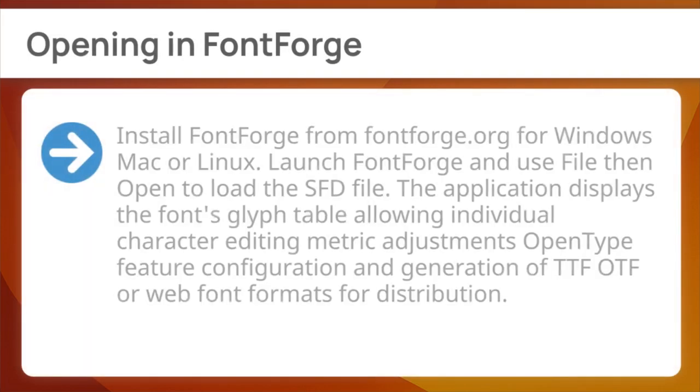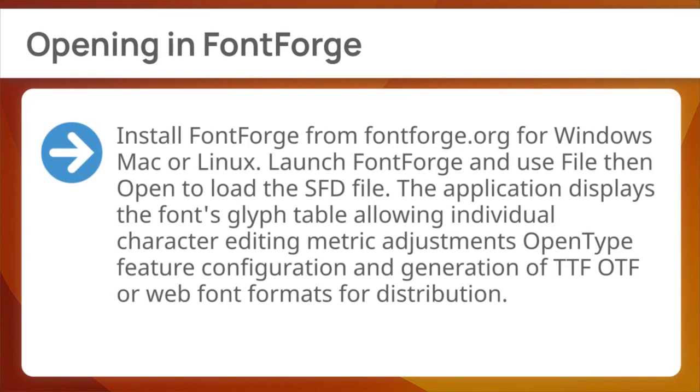First, opening in FontForge. Install FontForge from fontforge.org for Windows, Mac, or Linux. Launch FontForge and use File then Open to load the SFD file. The application displays the font's glyph table, allowing individual character editing and metric adjustments, OpenType feature configuration, and generation of TTF, OTF, or web font formats for distribution.